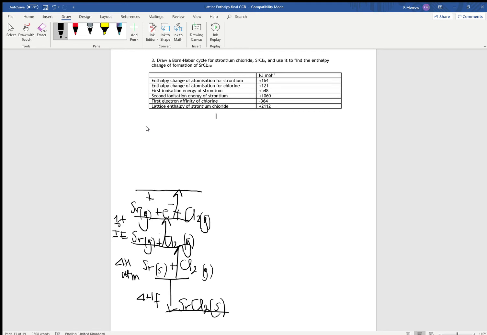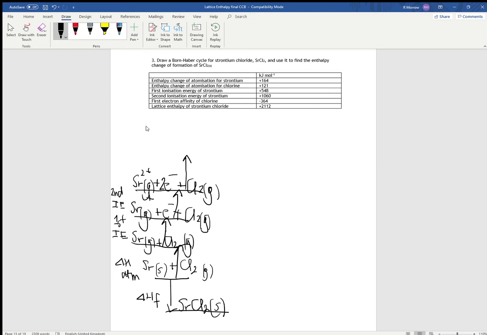Strontium, remember, is a group 2 metal, so it's going to go to Sr2+. Keep an eye on your state symbols, even now when I'm doing these. And again, I look back and I've left out a state symbol. That'll cost me a mark. I've got 2 electrons to account for because we've gone through 2 ionizations. I'll just label that also. Second ionization energy of strontium.